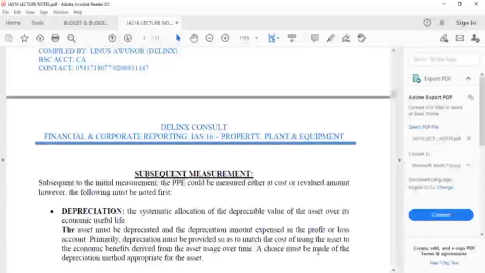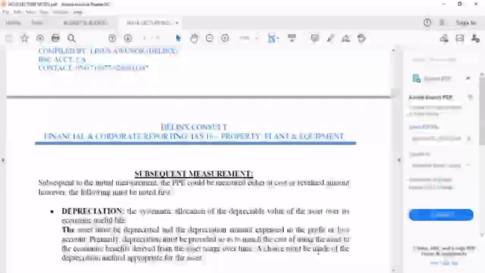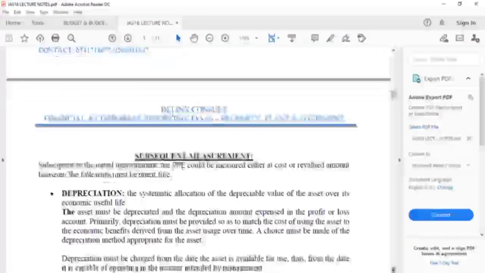Then you now decide which method of depreciation you are using. Is it fixed installment, the straight line method, or reducing balance, or are you using production units, or production hours? Which of them? The question will give you that. All right.